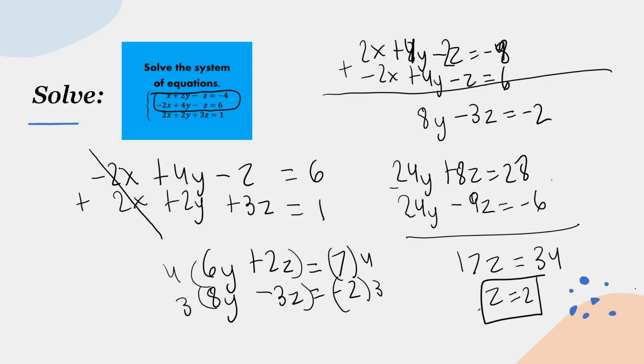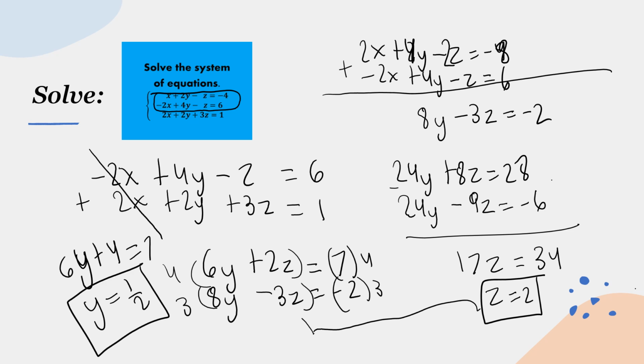So let's plug this back into the system of equations. So if z is equal to 2, then 6y plus 4 is equal to 7. So y is equal to 1/2.